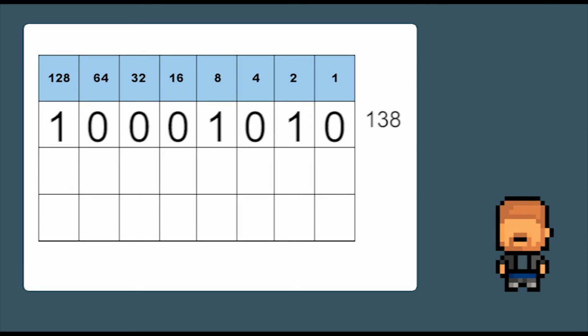And that is our binary number. It is 10001010.